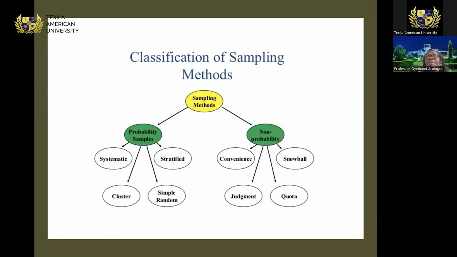Now, probability sampling is such that everybody in that population has an opportunity of being selected to be part of the study. And the non-probability one is such that it is not, is more judgmental, is more biased than you find in probability sampling. And there are 4 major types of probability sampling. We have the systematic, the cluster, the simple random, the stratified. For non-probability, you have the snowball, the quota, the judgment, and the convenience. And we are going to look at each of them, and quickly.